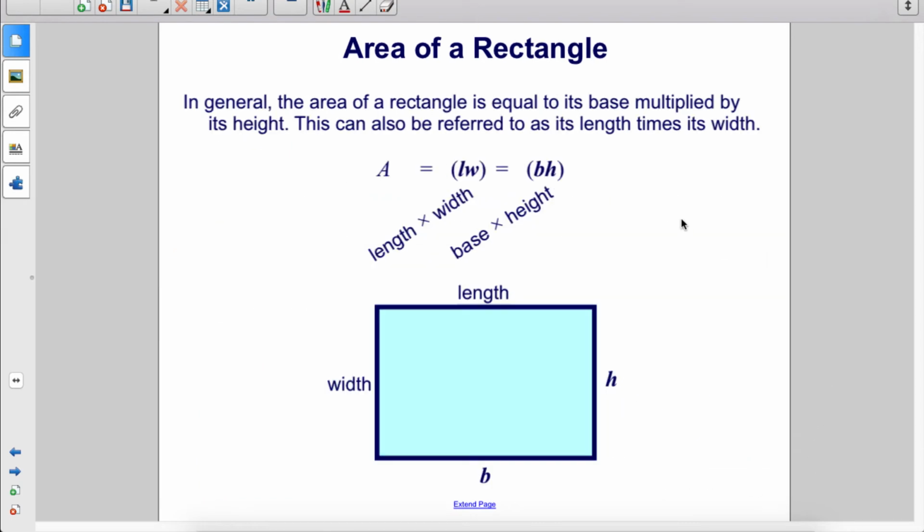Area of a rectangle. In general, the area of a rectangle is equal to its base multiplied by its height. This can also be referred to as length times width. So area equals length times width, which also equals base times height.